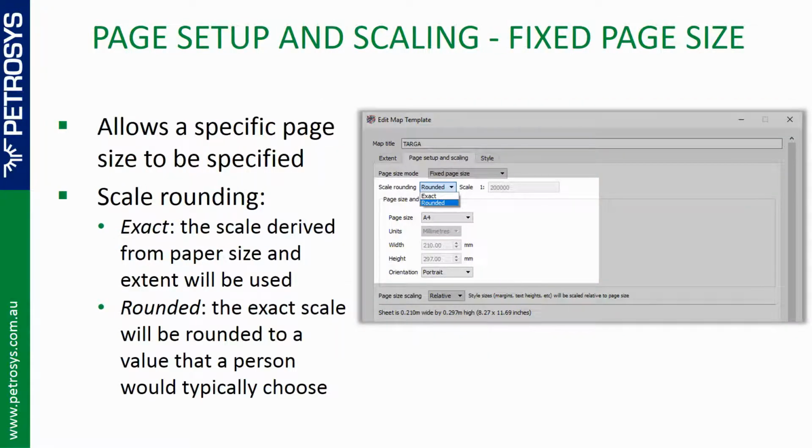The page size mode, fixed page size, allows users to pick from a pre-built or predefined page size list, such as A4, B9, etc. So there's already a pre-populated list there that you can pick from. And there are also some scale rounding options that allow the user to select exact, where the scale derived from a paper size and extent will be used, or rounded, where the exact scale will be rounded to the value that a user would typically choose.